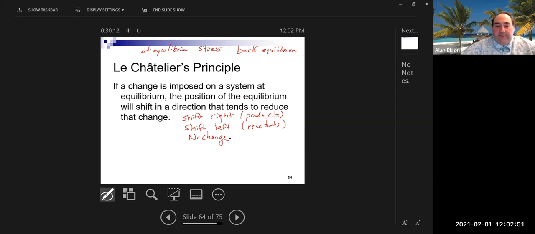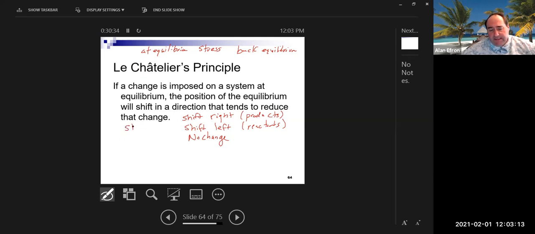You'll do something, it'll need to go to the right to make more products. You'll do something, it needs to go to the left to make more reactants. And again, the goal here is to get back to that situation where the rate of the forward reaction equals the rate of the reverse reaction. And again, there'll be some situations where there'll be really no change that will occur.